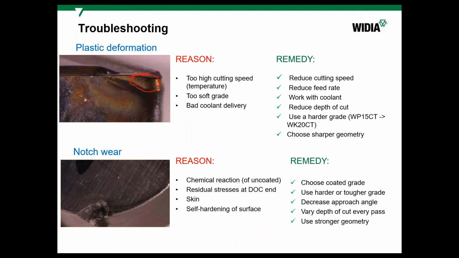Plastic deformation. It's looking like sheared here. So it's like a melting, some sort of melting or smelting of the cutting edge because of the high temperature in the cutting zone. Usually it means it's too soft a grade for this application, or very bad coolant delivery. So it's not constant, for example, or not enough pressure.